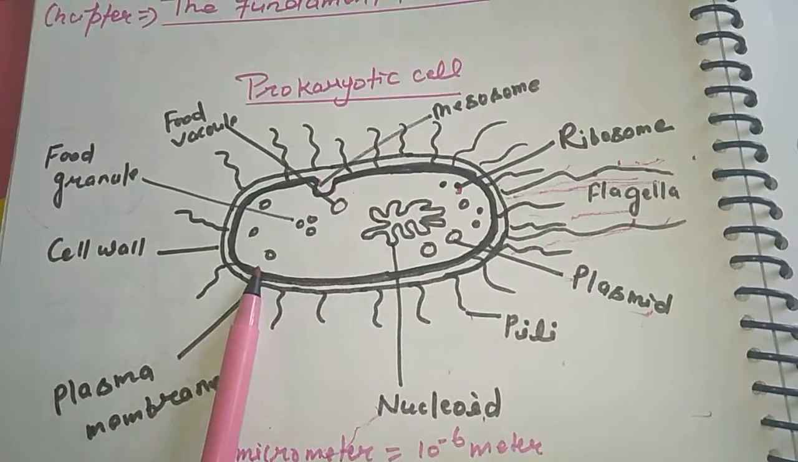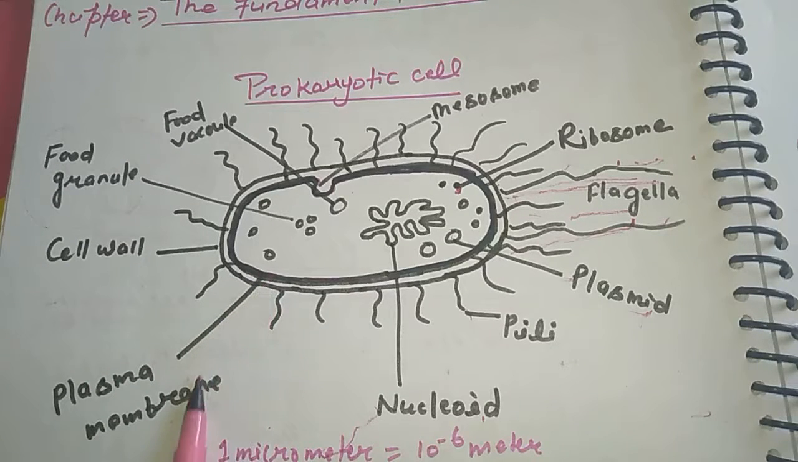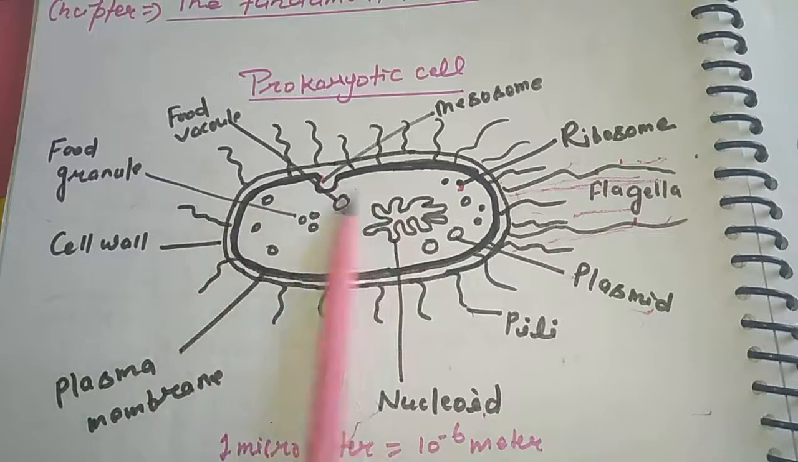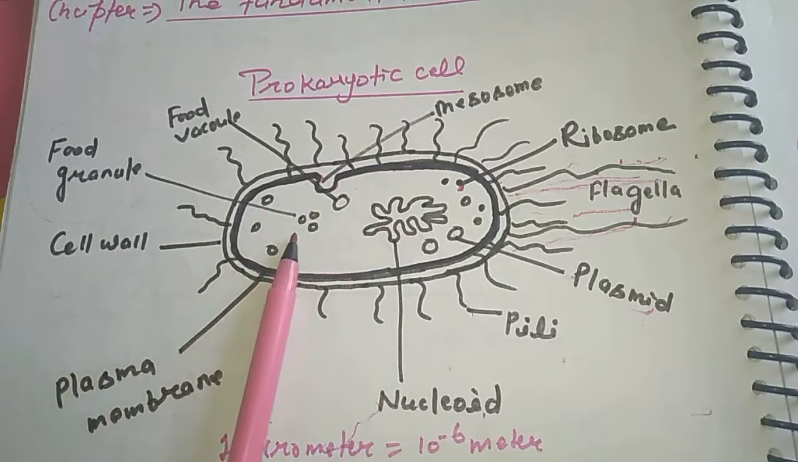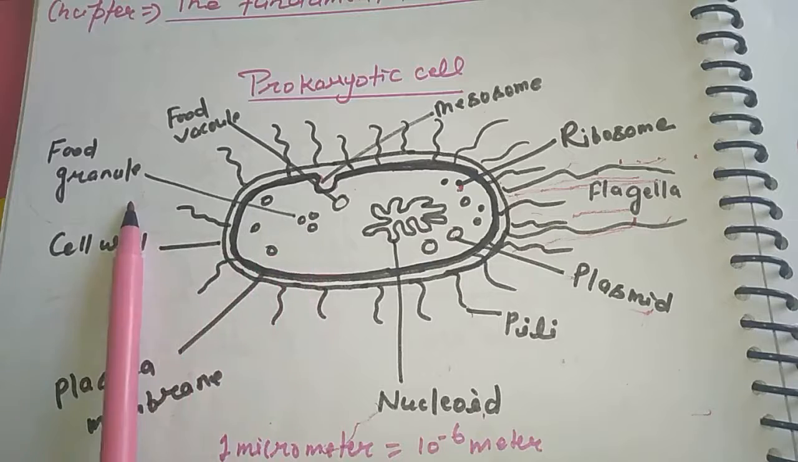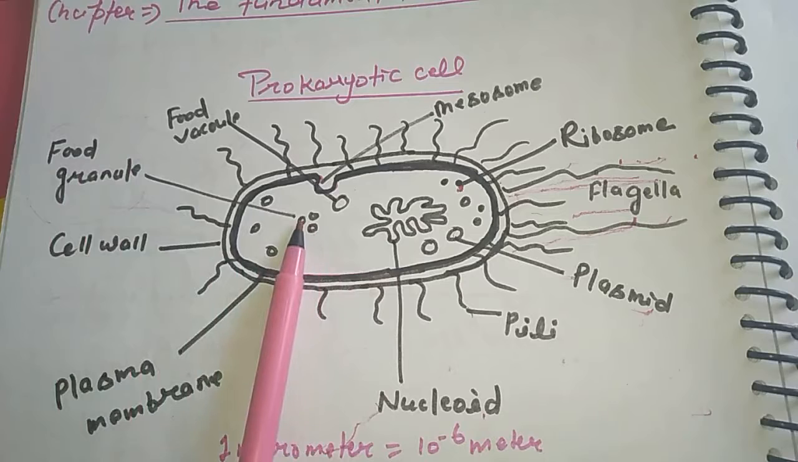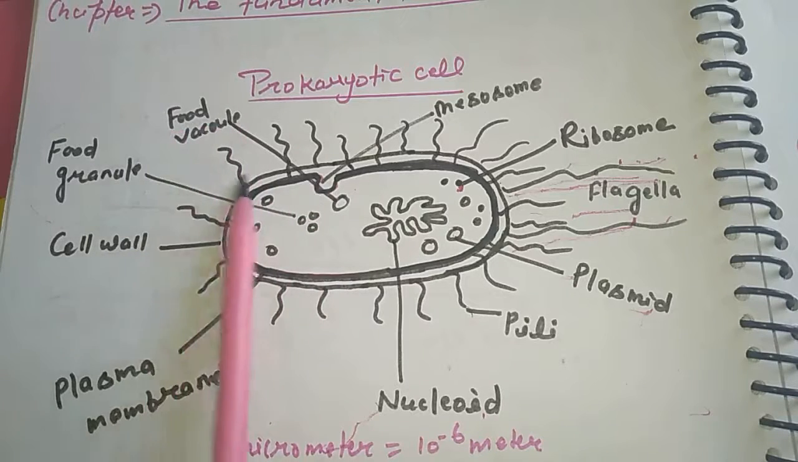This is the membrane. The inner membrane of the prokaryotic cell is called plasma membrane. Plasma membrane is also present in the eukaryotic cell. And the outer membrane of this prokaryotic cell is called cell wall. These small circular structures are called food vacuole or food granule. In these granules the prokaryotic cell stores food. Food vacuoles are also present here.